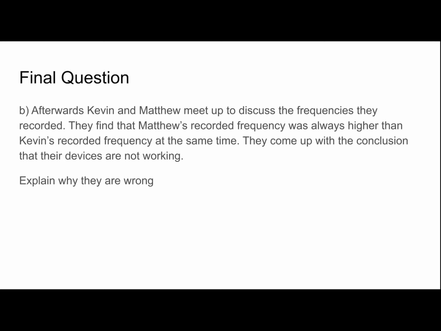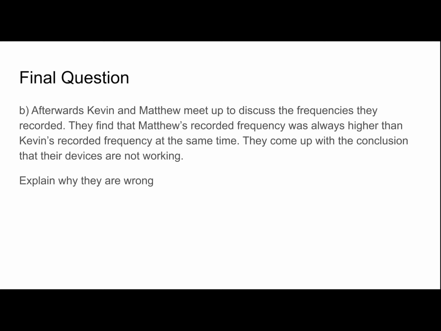Alright, so in this case, the reason that Kevin's recorded frequency is always lower than Matthew's recorded frequency is because the relative velocity of the phone to Kevin, so that will just be the directly downwards velocity. That will be the relative velocity of the phone to Kevin. However, the relative velocity of the phone to Matthew, that would be a component of velocity acting in the direction of Matthew.